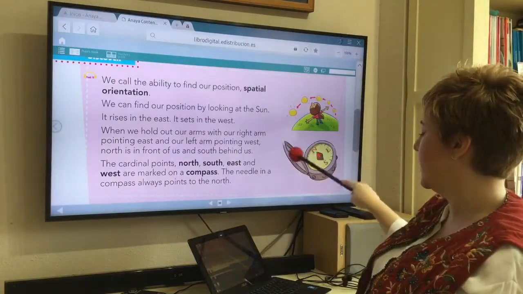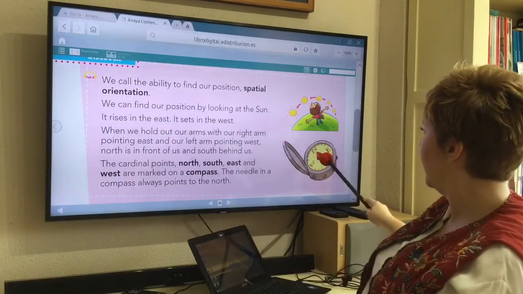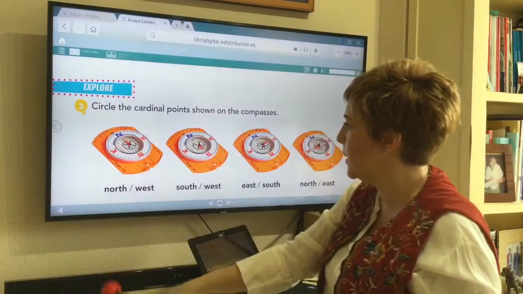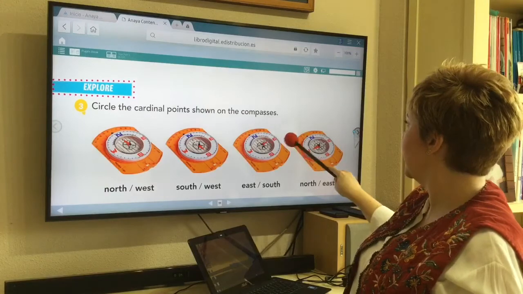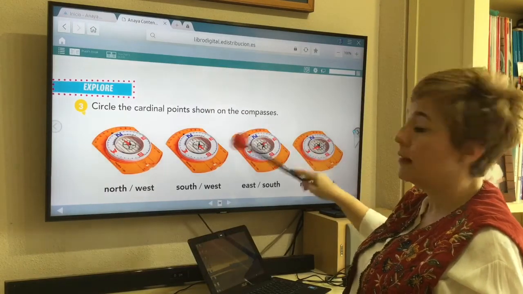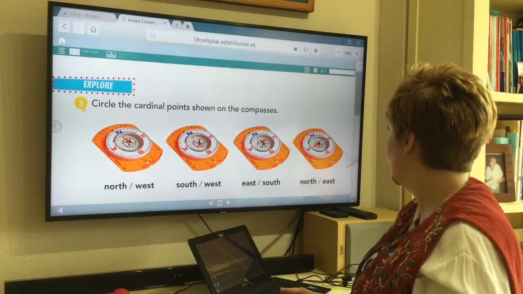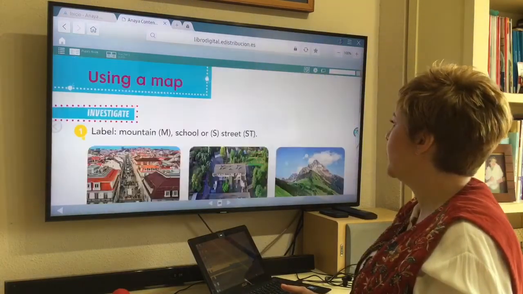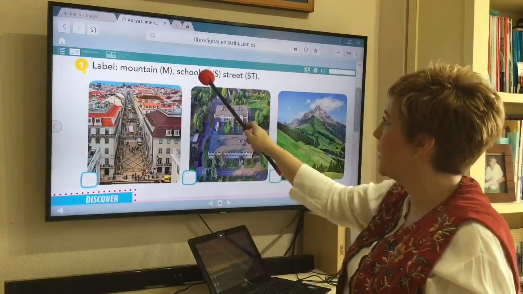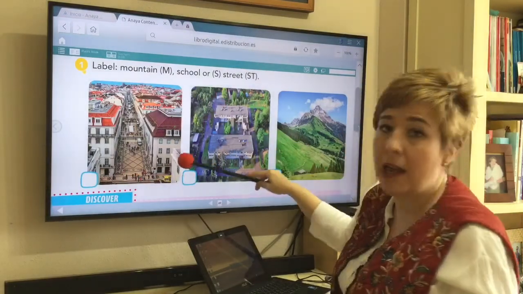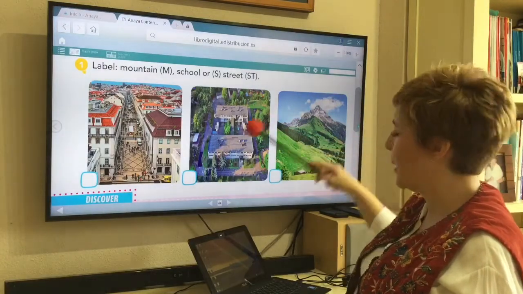This is a compass. The needle in a compass always points to the north. This compass is pointing to the north, to the south, to the east, and to the west. The red needle is the one that tells you where the compass is pointing to. Let's go to page 40. Okay, we have to label mountain, school, or street. This is a street. This is a school, and this is the mountain.